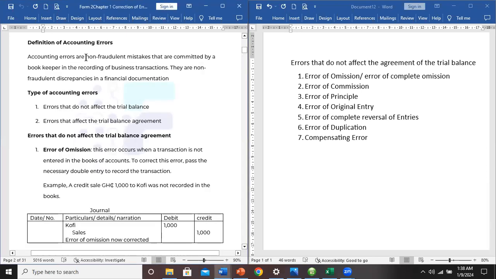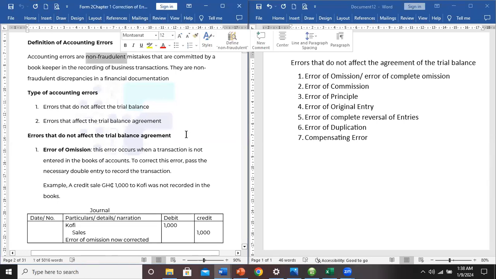Non-fraudulent in the sense that if the mistake is one that was intended to defraud the company, then that cannot be classified as an accounting error. So the error should be non-fraudulent. It should be an innocent mistake, if I want to put it, committed by the bookkeeper in recording business transactions. So we said that there are two types of errors, two types.